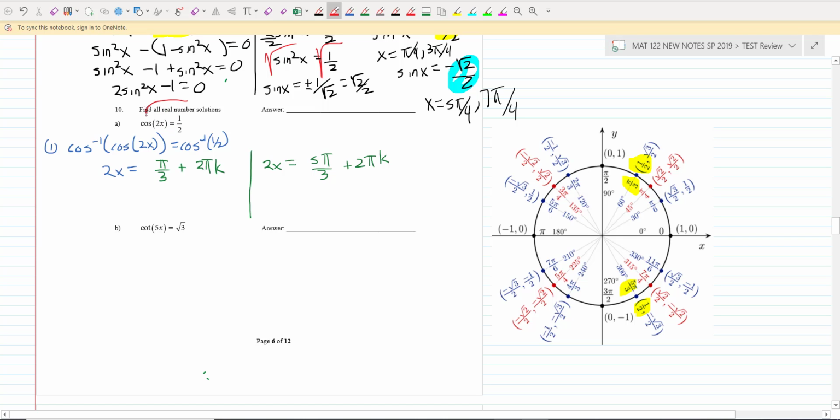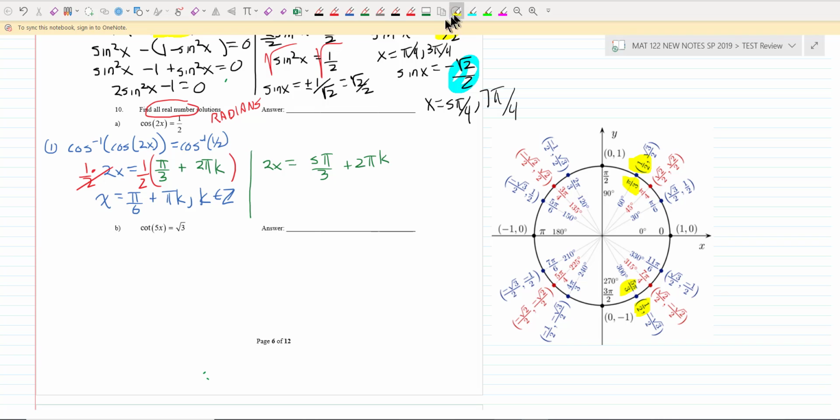The directions to the problem say all real solutions, real means radians, all means formula. So we're going to multiply both sides by a half. When we do that, the 2's will wipe out. We're going to have x equals pi over 6 plus pi k, where k is an integer. Again, the 1/2 of 2 pi, I'm just multiplying straight across, so that's pi over 6, and then half of 2 is 1. So that would be one formulaic answer to that problem.